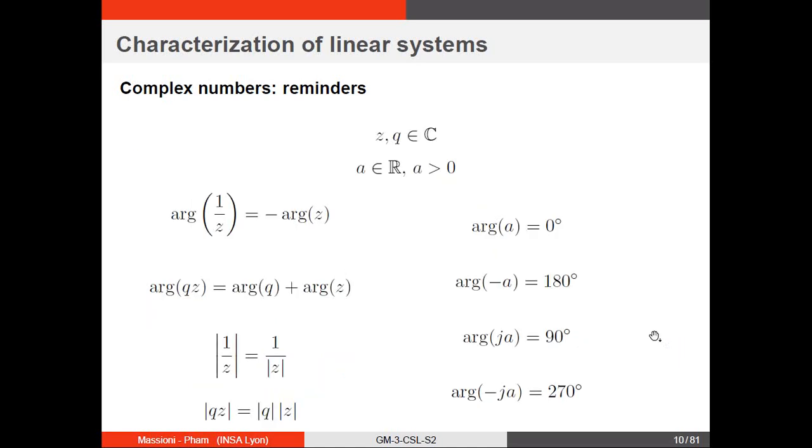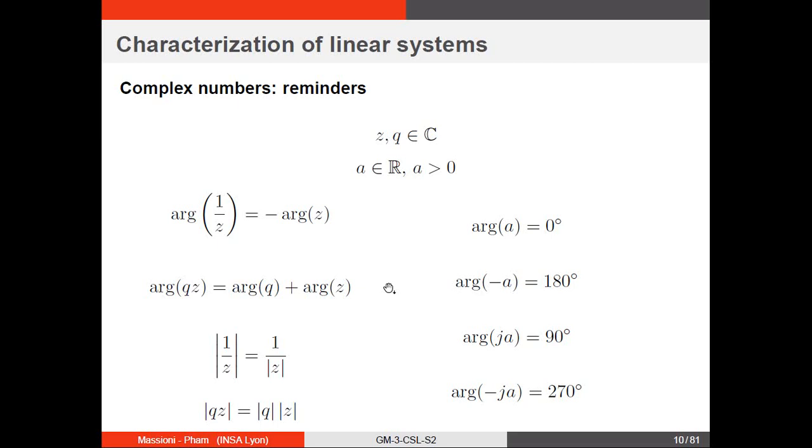Okay, let's see some other interesting facts about complex numbers. If we have one complex number z, the argument of 1 over z is minus the argument of z. If we have numbers z and q, the argument of q times z is the sum of the arguments. Then we have some other interesting things for the modulus that are very basic, but please remember these. They are very useful, especially in the exercises, because at a certain moment we might need to compute the argument of a transfer function.